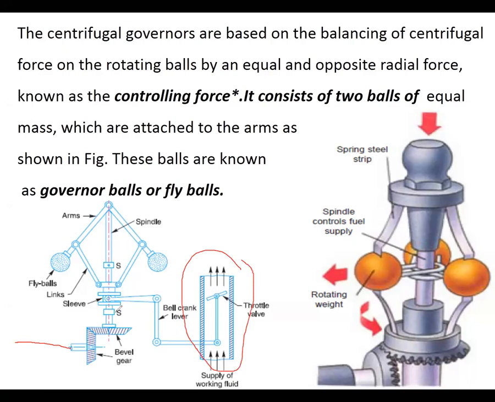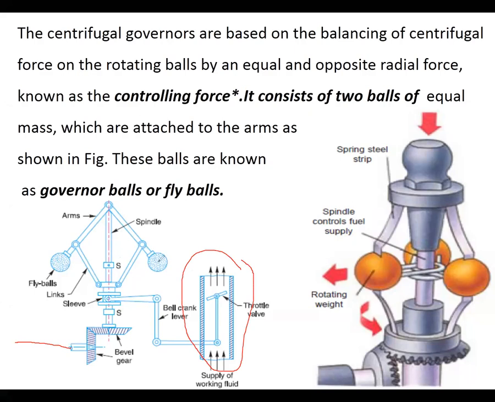The governor's main function is to provide the mean speed and the mean fuel consumption, right? For that purpose only the governor is used in an automobile. When the load increases, the fuel consumption is also maintained at the mean. When the load is less, when there is no load on the vehicle, the fuel consumption is also maintained at the mean.